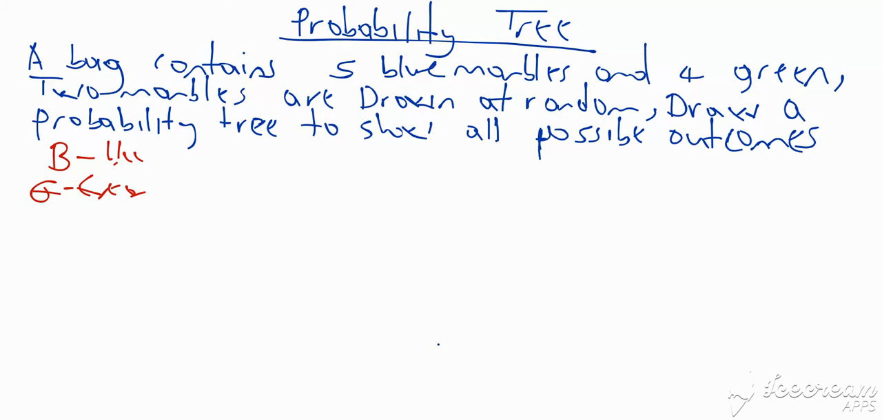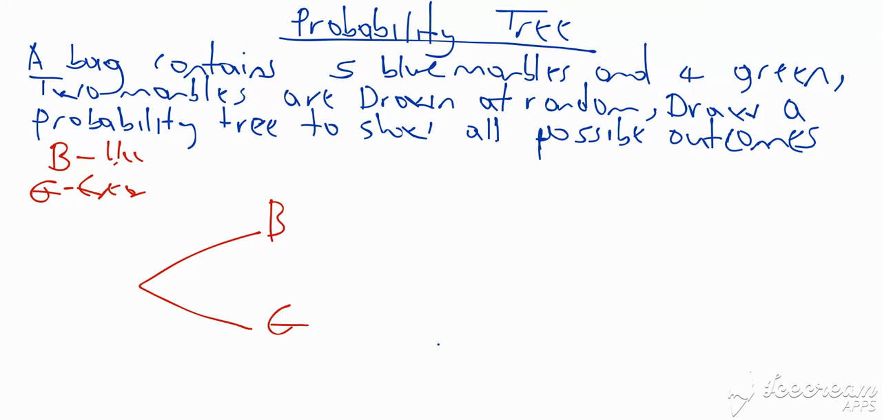So the first time I draw a marble, the first time I put my hand in the bag to draw a marble. So let us think of us drawing the first marble. What is the possibility? You're drawing a single marble. So we can either come up with a blue marble or we can come up with a green marble. The probability will go on the branches.